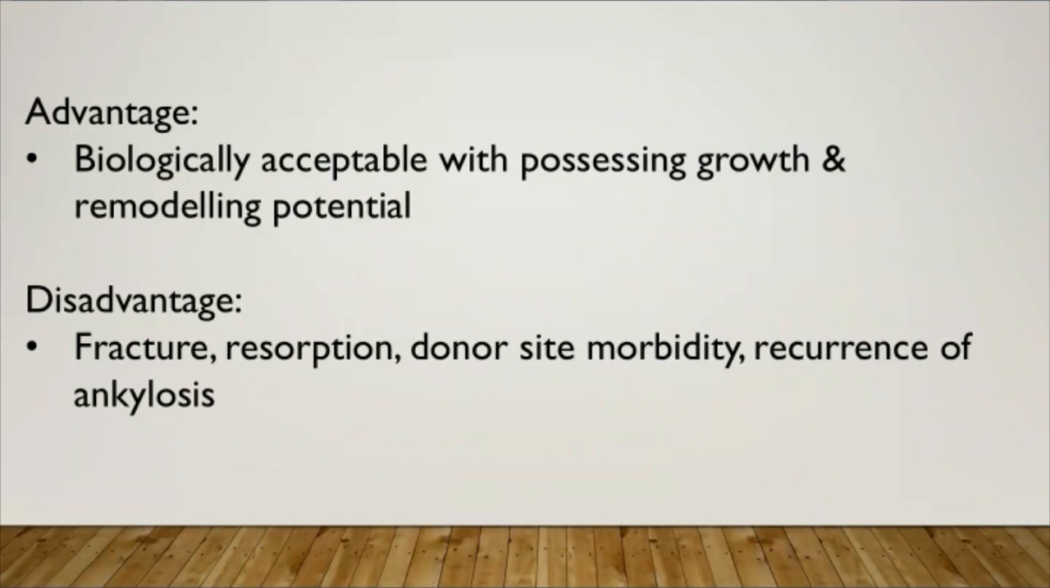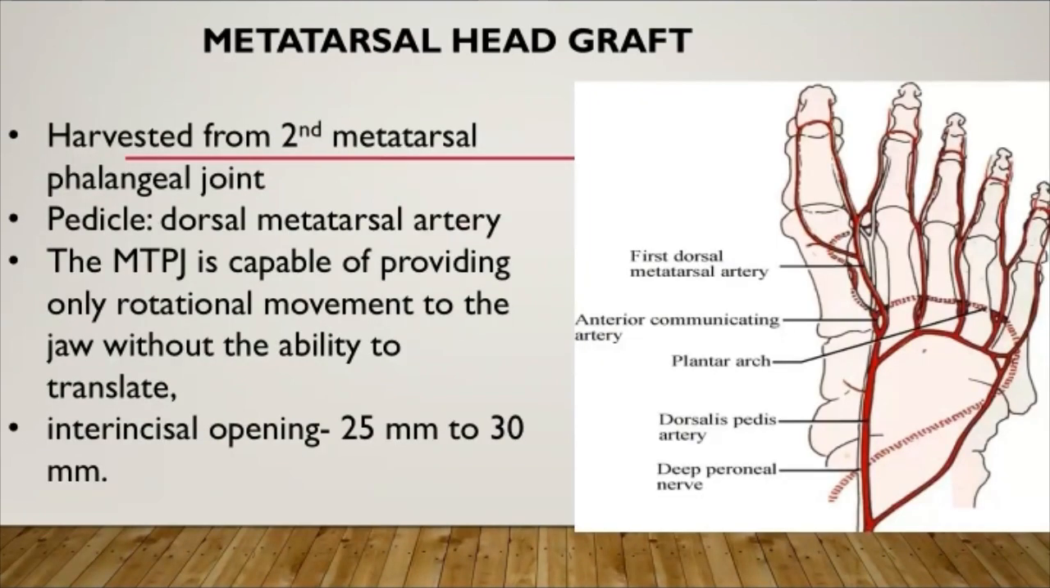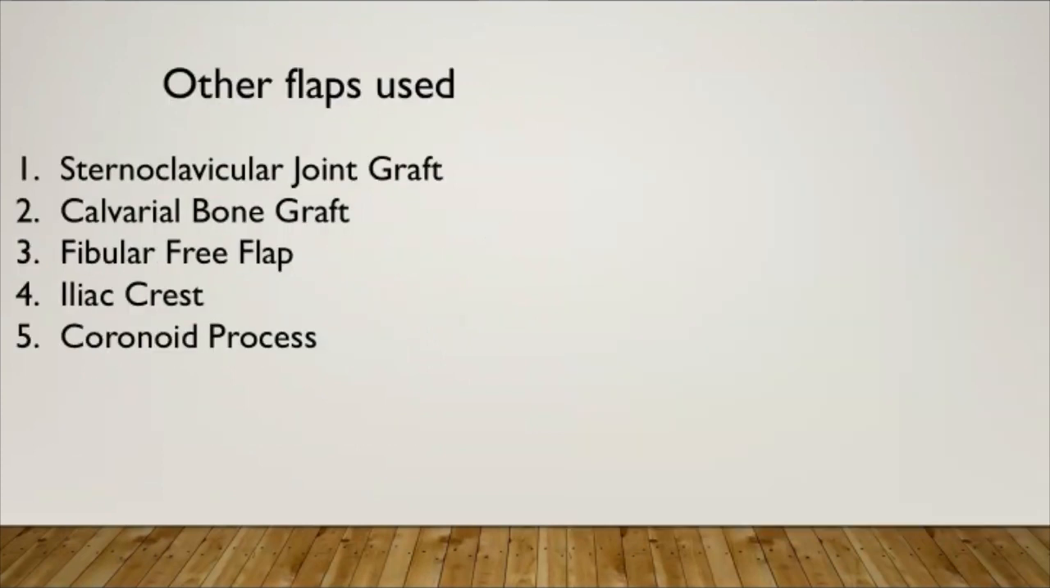The disadvantages: fracture, resorption, donor site morbidity, recurrence of the ankylosis. Metatarsals can also be used. This is the second metatarsophalangeal joint, pedicled on the dorsal metatarsal artery. The metatarsophalangeal joint is capable of providing only rotational movement to the jaw without the ability to translate. Interincisal opening of 25 to 30 mm is a limited movement. Other flaps used are the sternoclavicular joint graft, fibula free flap, iliac crest, and coronoid process.